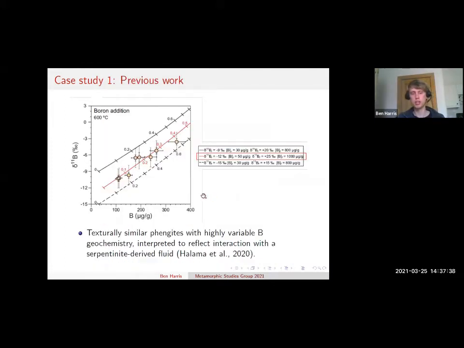This was previously studied for its boron isotope composition. So it displays a large range of boron contents in phengite and a large range of boron isotope values. And these were interpreted to reflect fluid rock interaction at peak conditions with an isotopically heavy fluid, which was rich in boron, and interpreted to reflect a serpentinite source.